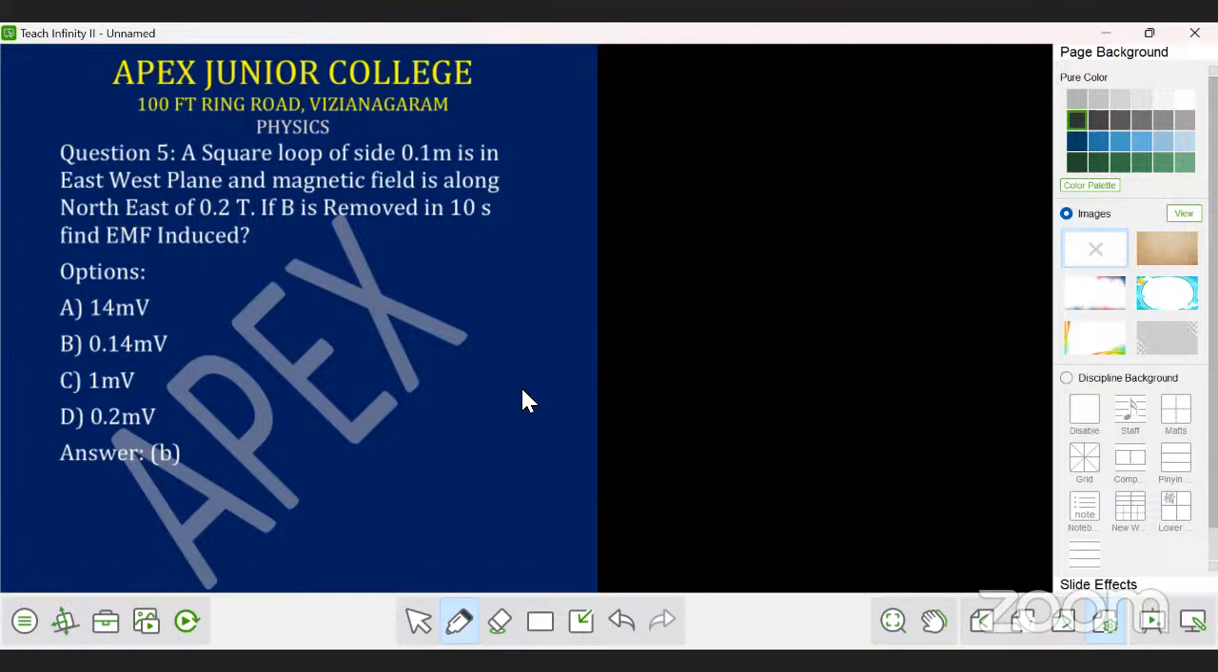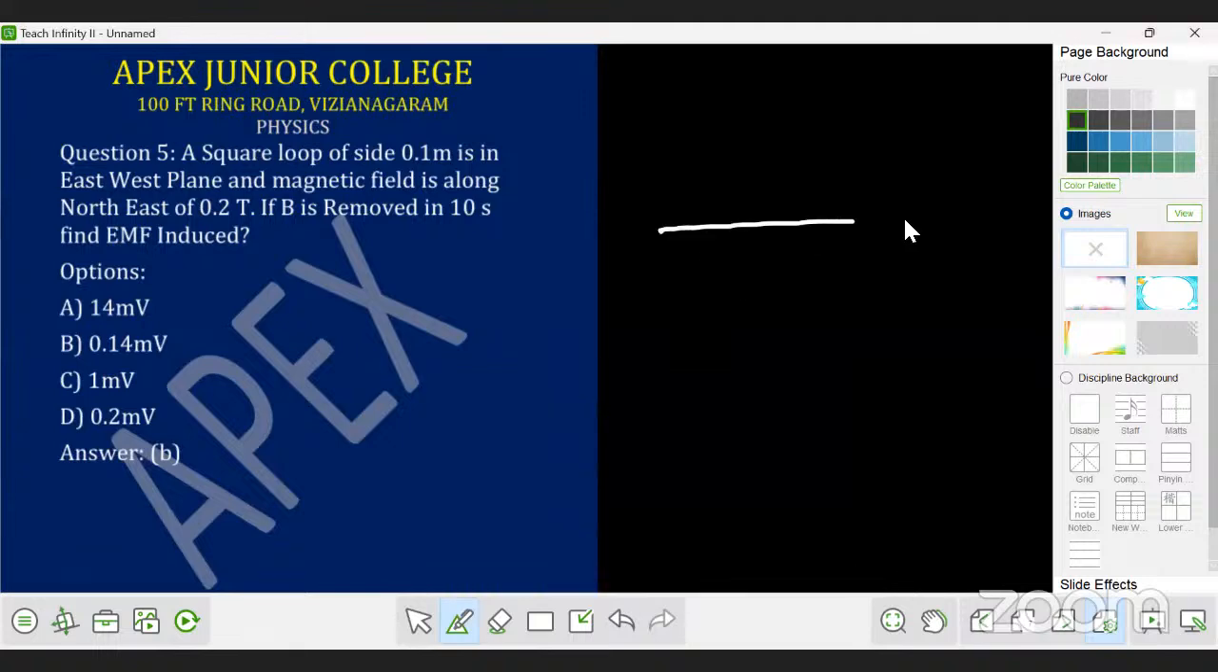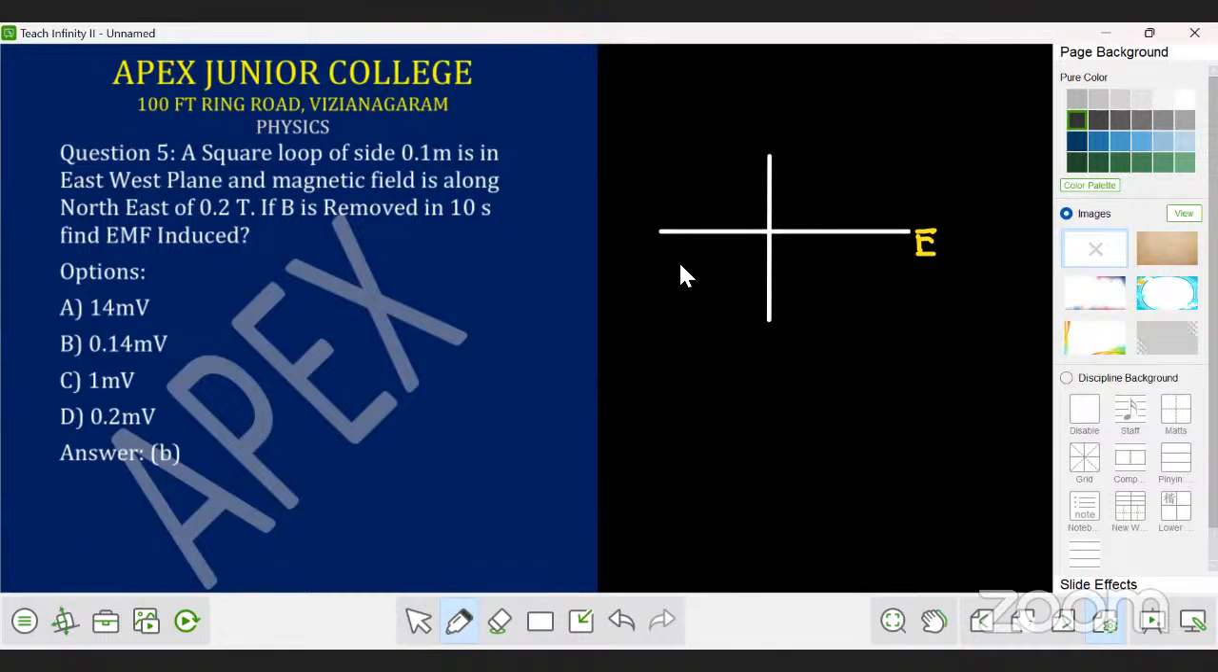A square loop of side 0.1 meter is in the east-west plane. So how do you represent the east-west plane? First, I will show here the lines like this. Then of course generally it is east, west, north and south. And how was the square loop placed? It is placed in the east-west plane only. That means the direction of the plane will be along east and west like this.